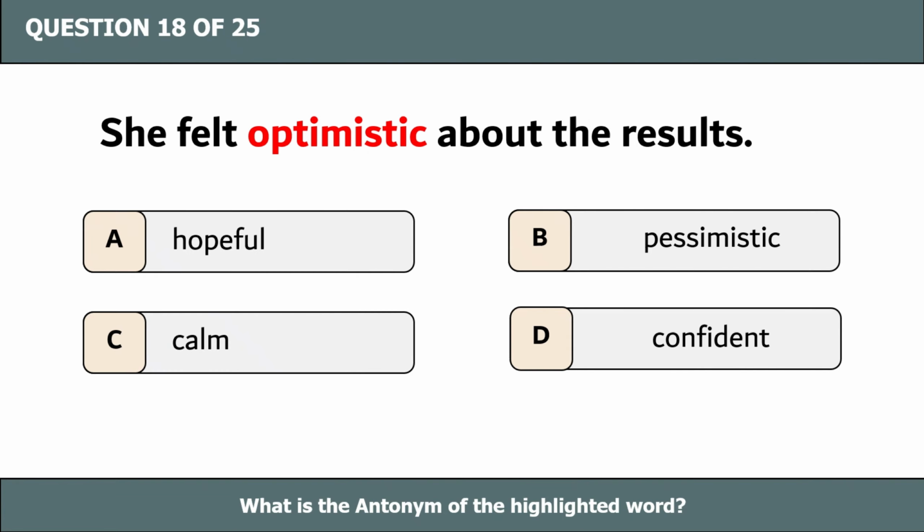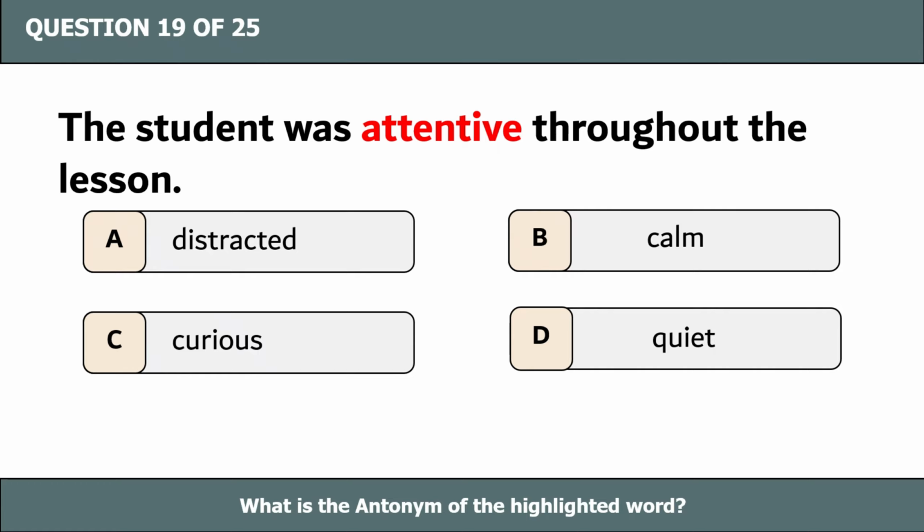Question 18. She felt optimistic about the results. The correct option is B. Pessimistic. Question 19. The student was attentive throughout the lesson. The correct option is A. Distracted.